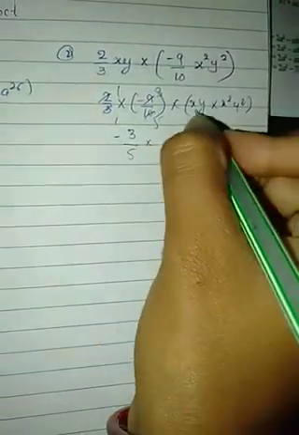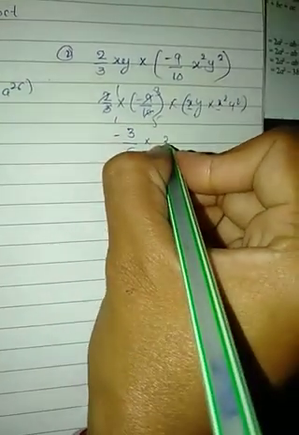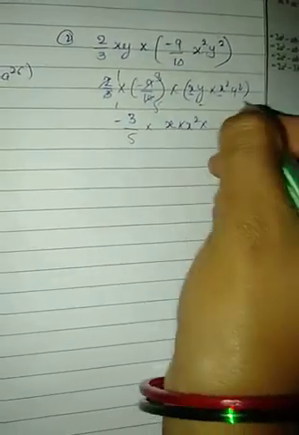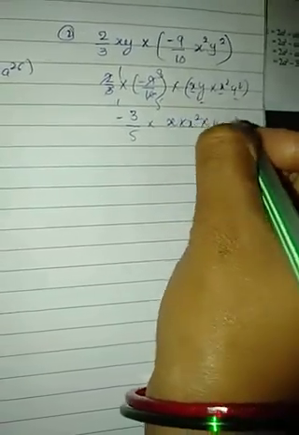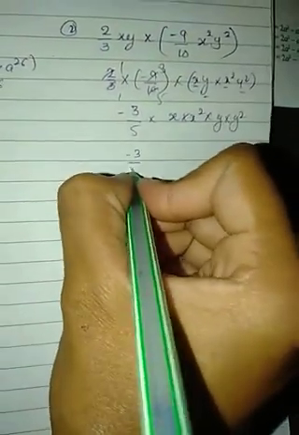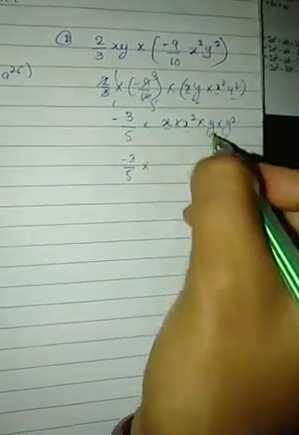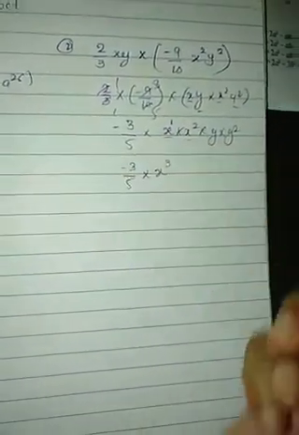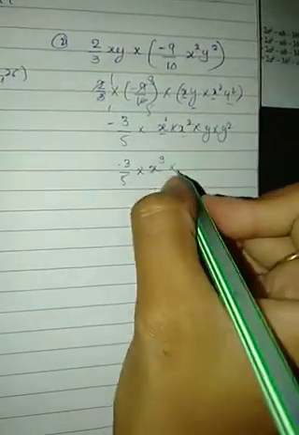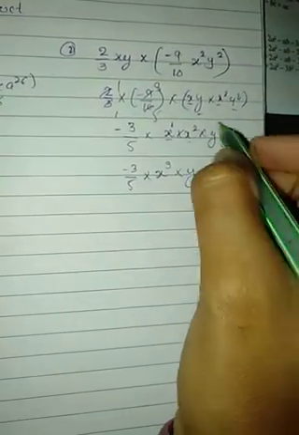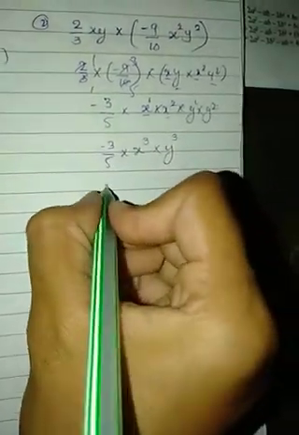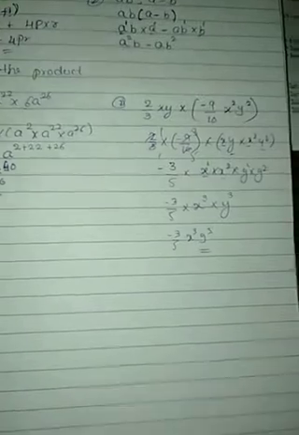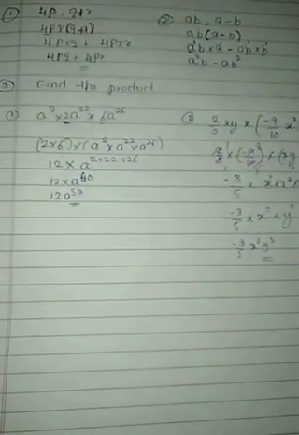Here see that x is there, x square is there. First write x into x square. And next one is y and y square. So y into y square. Minus 3 by 5 into, here the bases are same, add the powers. So 2 plus 1 is 3. So next one, here the bases are same, add the powers, 2 plus 1 is 3. So we get minus 3 by 5 x cube y cube. Likewise you can do the other problems.